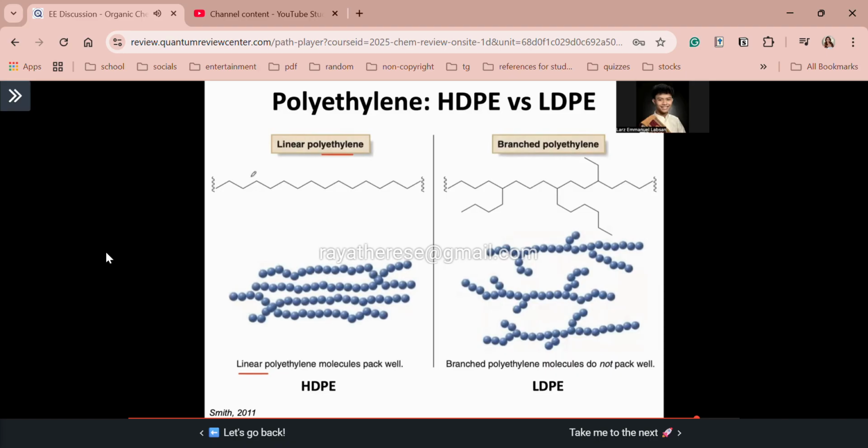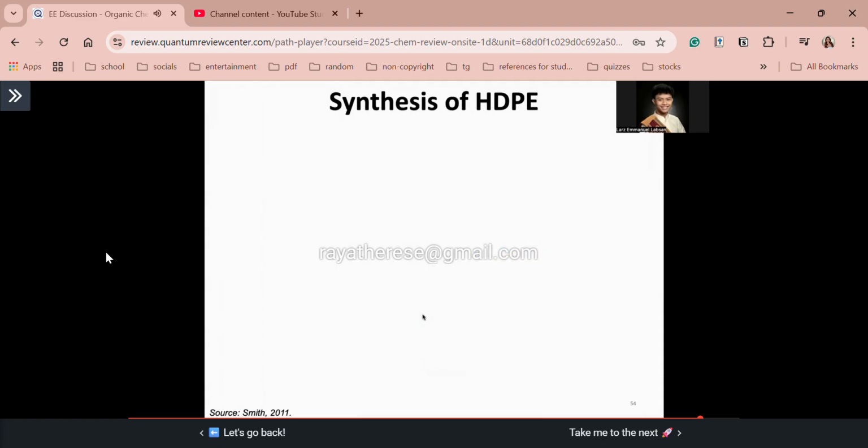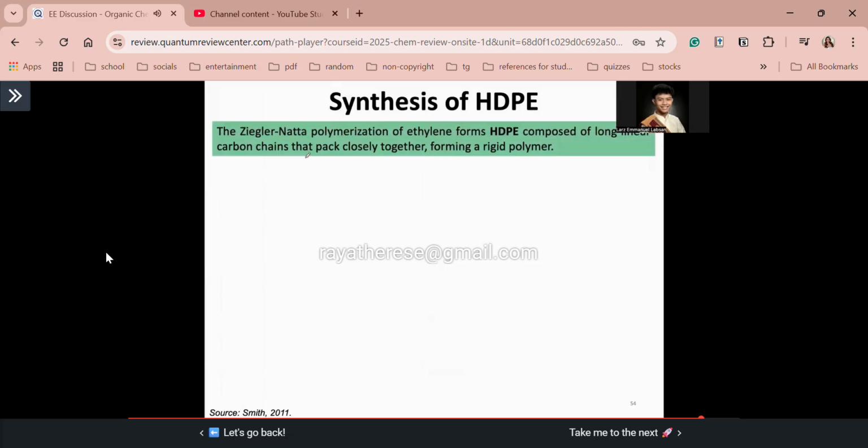So, linear polyethylene, highly dense iyan because they can pack well. For your branched, medyo messy po ang structure niya. So, it cannot pack well. That's why it has a very, very low density. So, pag synthesize po ng high density polyethylene, class, familiar ba with your Ziegler-Natta polymerization? Okay, so remember, class, nag-appear na ito in 2022 if I'm not mistaken. Ziegler-Natta polymerization. Again, this is particular for ethylene formation ng high-density polymer.